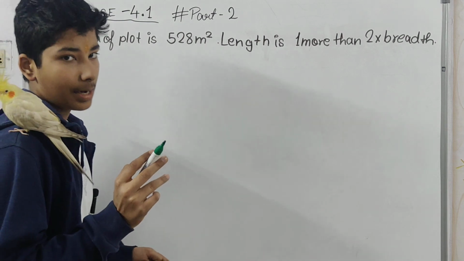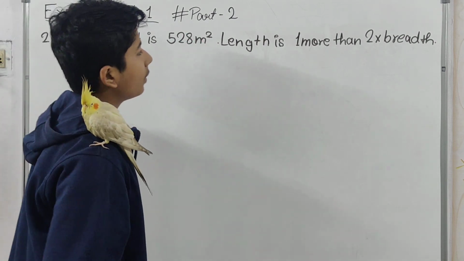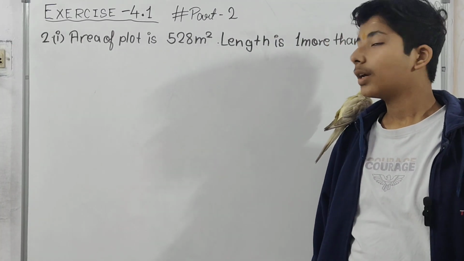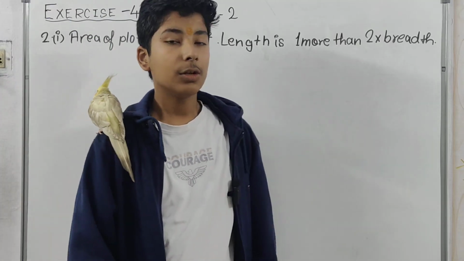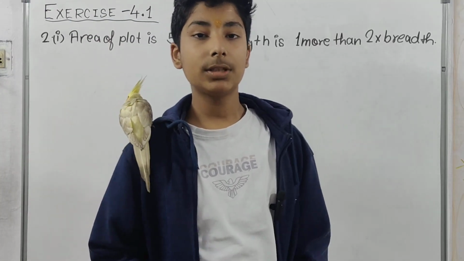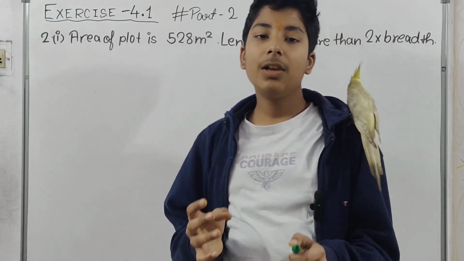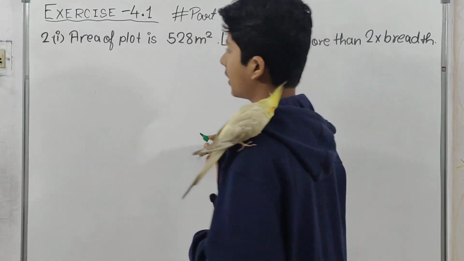It is given that there is a rectangular plot with an area of 528 meter square. It is given that the length of the plot is one more than twice the breadth. So we have to make an equation which we can solve to find out the values of length and breadth. Quadratic equation. Okay, so let's start.